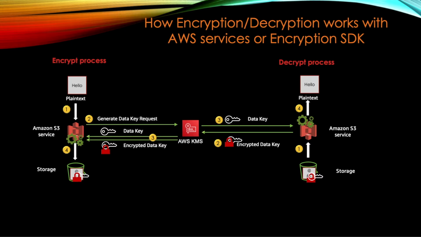With the Encryption SDK, it works on the concept of a data key, and the data key is used to encrypt and decrypt your data. So instead of using the master key, you will use a separate data key which is generated from your KMS main key, and that key will be used to encrypt and decrypt your data.